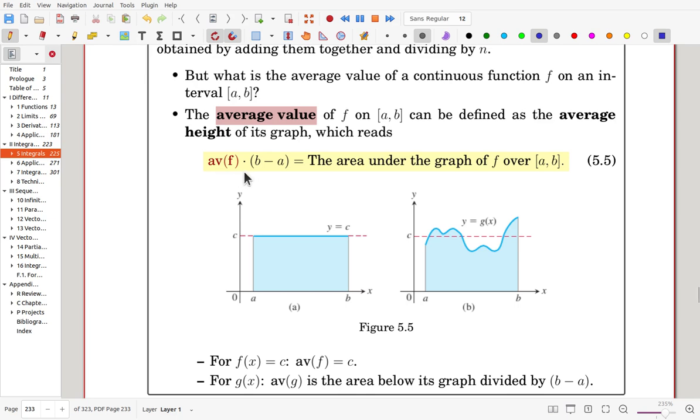But for a general function, the average value can be defined in this way. The average of f times the interval length is the same as the area under the graph of f over a and b. So eventually the rectangle area is the same as this area under the curve. In this way, you try to find the average height. That average height is the average value. That is the definition. So the average value of f is 1 over b minus a times the area under the graph.